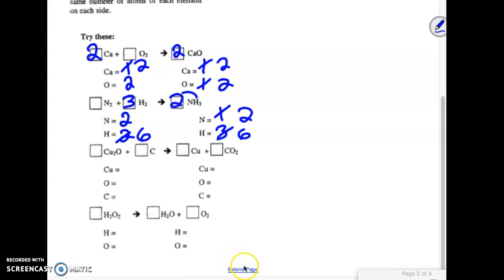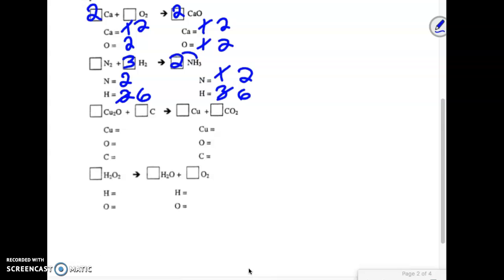Okay, let's try and do a couple more before my time runs out here. Copper, I have 2, 1 and 1. I have 1, 1, and 2. And again, I'm just looking at the subscripts for my counting there. Okay. So I have 2 coppers. I have 2 coppers now. I have 1 oxygen and 2 oxygens.